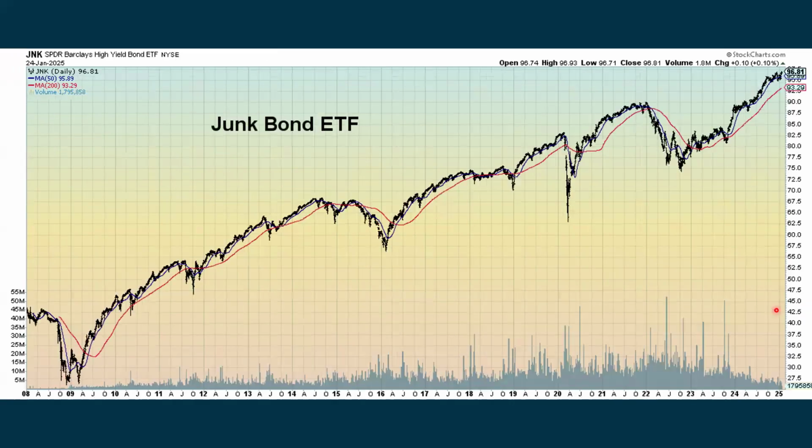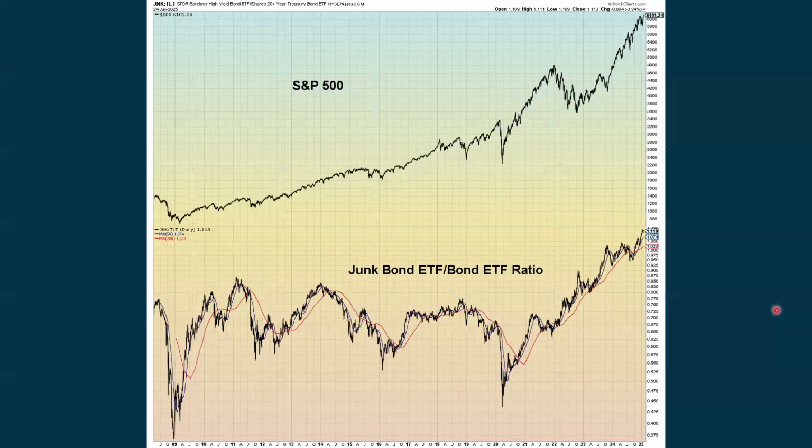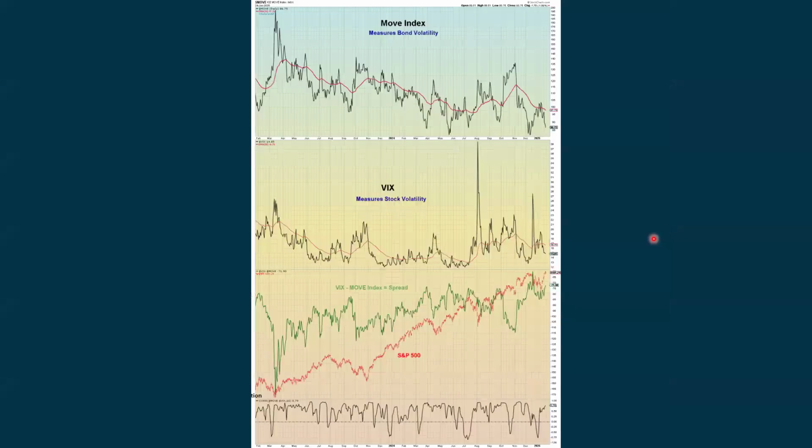It would really help things if this ratio was to go back up. Junk bonds still doing quite well and preferred. People are willing to assume the risk to get that better yield, and they continue to outperform the more conservative government bonds on a ratio basis. Then we look at the volatility of bonds, which has been coming down, and the volatility of stocks, that's the VIX, also coming down, and there's a pretty high correlation between the two. And I always like to say here, this is not talking about price. This is talking about measuring volatility of stocks versus bonds here.